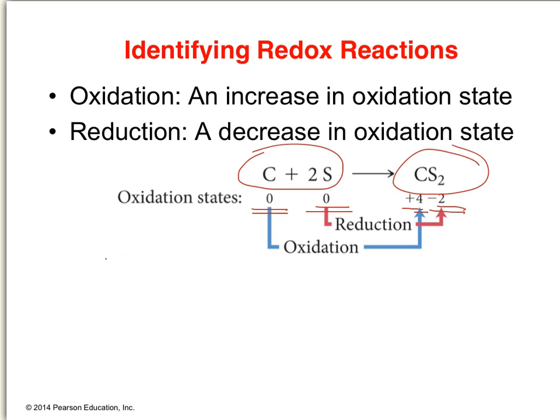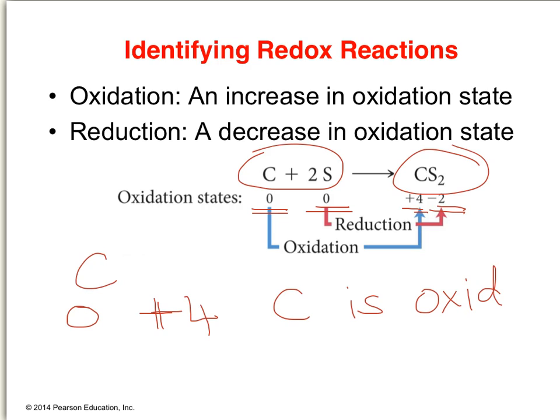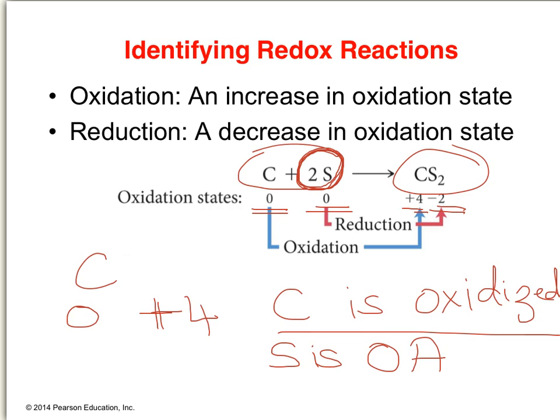So now you compare carbon: on the reactant side it is 0 and on the product side it is +4. The oxidation number of carbon increased. This signifies that carbon is oxidized. Look at the reaction. Which substance did carbon react with? Carbon reacted with sulfur. So sulfur is the oxidizing agent, because sulfur is responsible for carbon being oxidized.